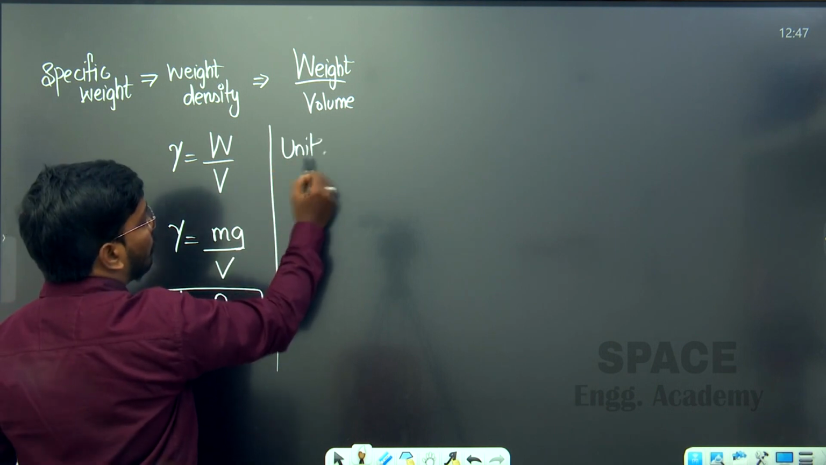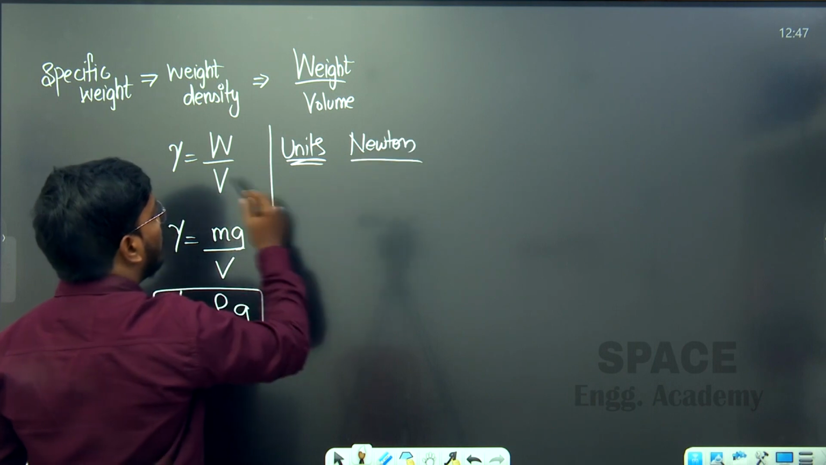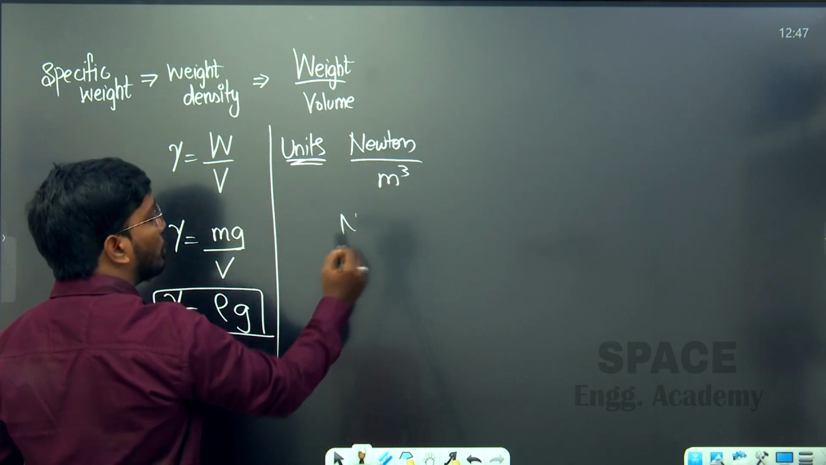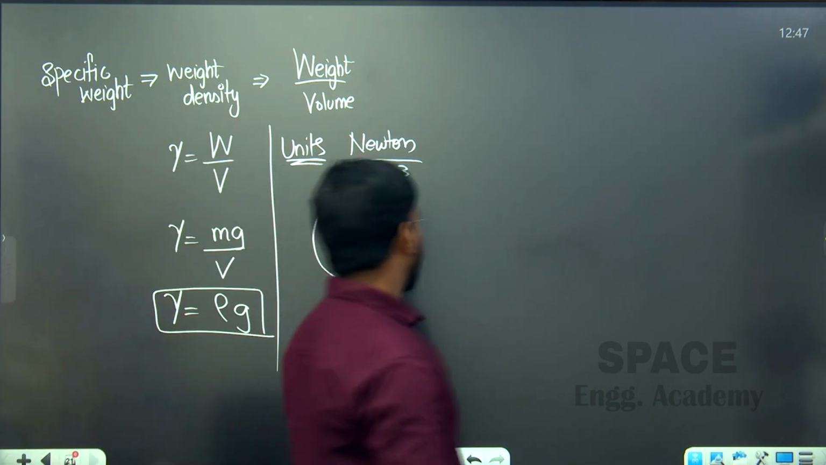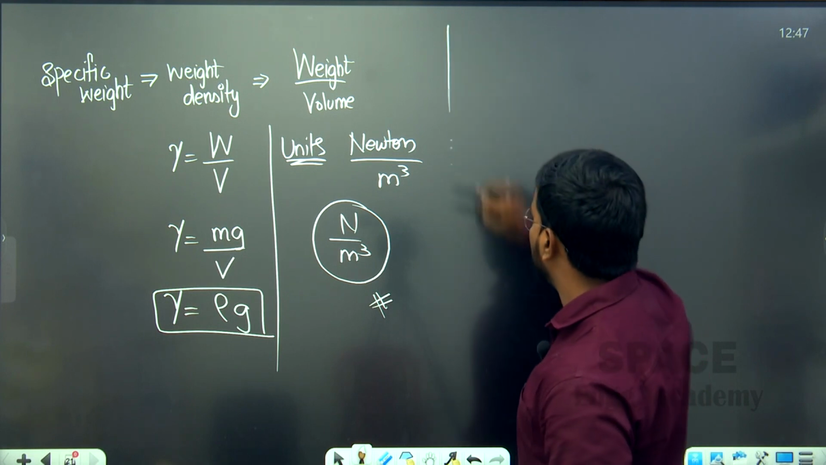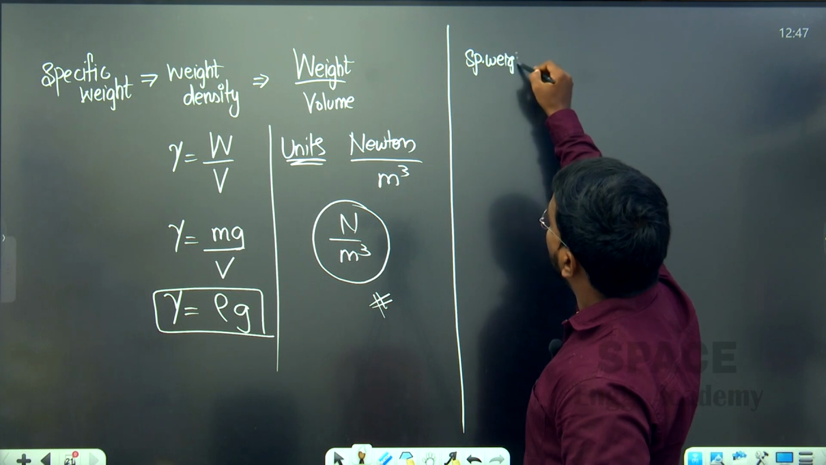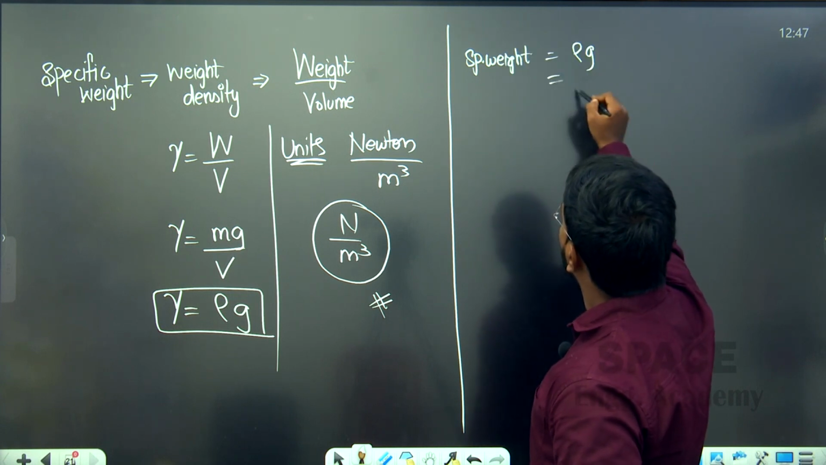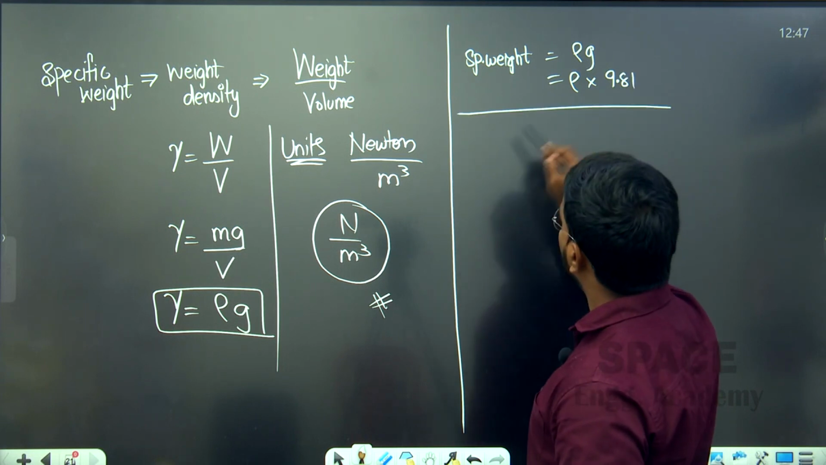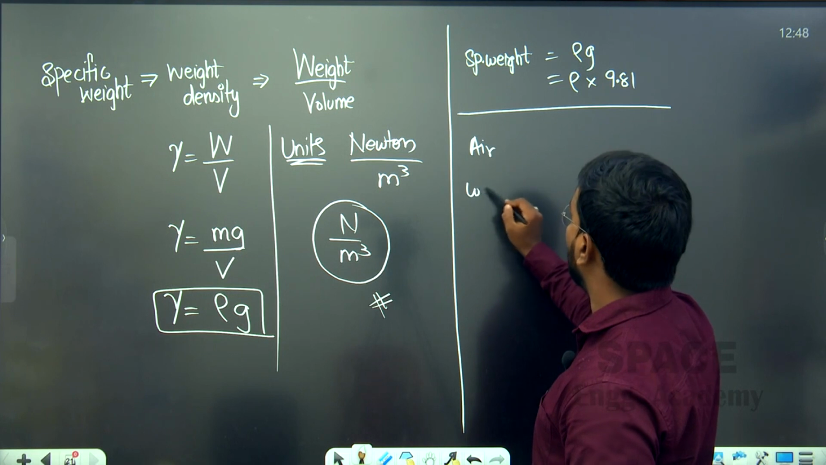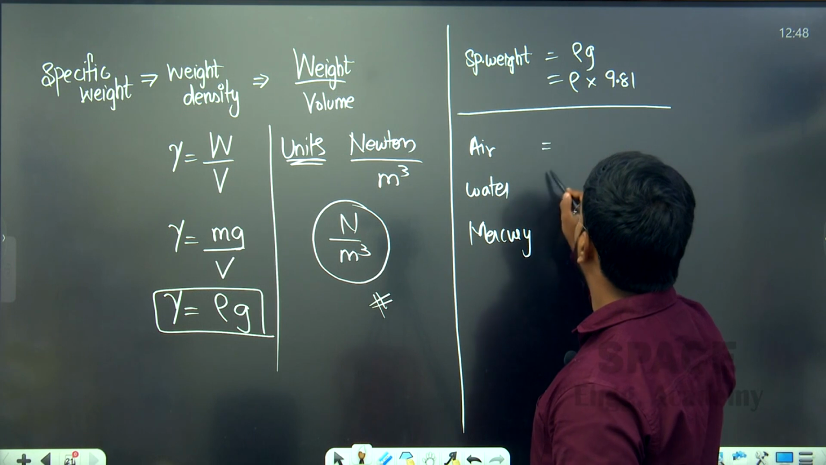What are the units going to become? Weight unit is Newton. Volume unit is meter cube. So this is Newton per meter cube. These are the units. Then what are the standard values of the specific weight? Specific weight is equal to rho g, that means density value into 9.81. Do we know the values of densities of air, water, mercury? Yes, we know. All the substances, we have written the density values already.